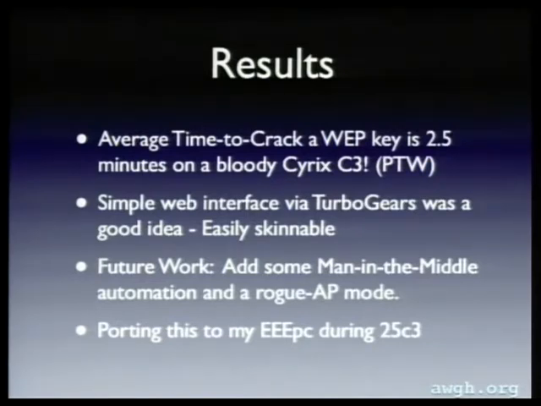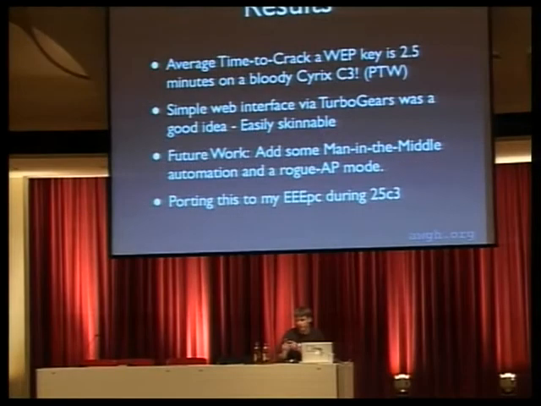And if you look at the sample code, it's not skinned at all, but it's a TurboGears web interface, so it would be really easy to add whatever graphics you want. And something else I'd like to add to this in the future is man-in-the-middle attack automation and a rogue AP mode. And that's actually something where it would be really useful to have two Wi-Fi cards, right? Because you'd want one to connect to the real internet and then one to get people to associate with.